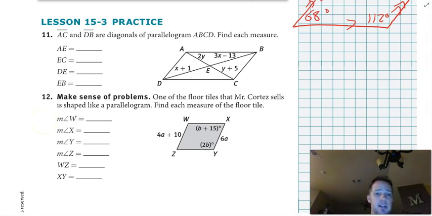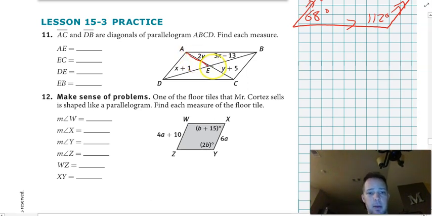All right, so for question 11, looks like we have some information about the diagonals of a parallelogram. We just learned that the diagonals bisect each other. So this piece here, when it gets bisected, makes two congruent pieces. So let's start with that one. 2y is going to equal y plus 5. So subtract y from both sides, y equals 5. So you get 10 and 10. So AE is 10. EC is 10.